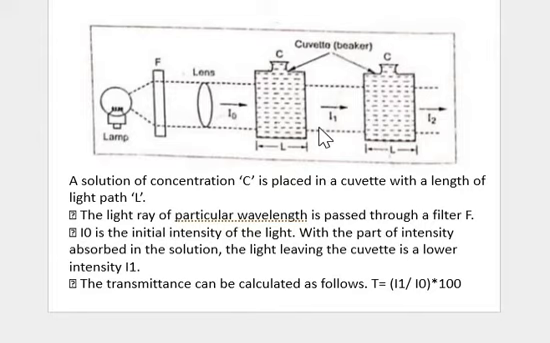I0 will be the greater one and I1 will be lesser. This I1 is allowed to pass into the next cuvette, and finally I2 is left outside, with lesser intensity. I0 is the greater, I1 is less, and I2 is lesser still. The transmittance can be calculated with the formula T equals I1 divided by I0, into 100.